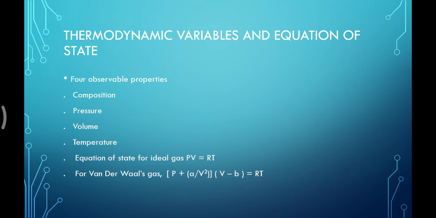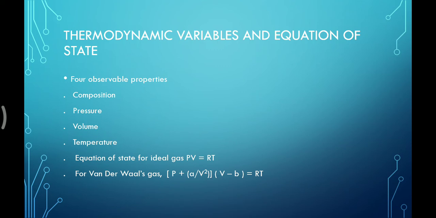And next is thermodynamic variables and equation of state. There are 4 observable properties: composition, pressure, volume and temperature. An equation of state for ideal gases is given by the equation: pressure into volume is directly proportional to the temperature. That is, as the temperature increases, the product of pressure and volume also increases. When temperature decreases, pressure and volume also decrease. And to remove the proportionality, we introduce a constant R. This constant R is said as the gas constant.